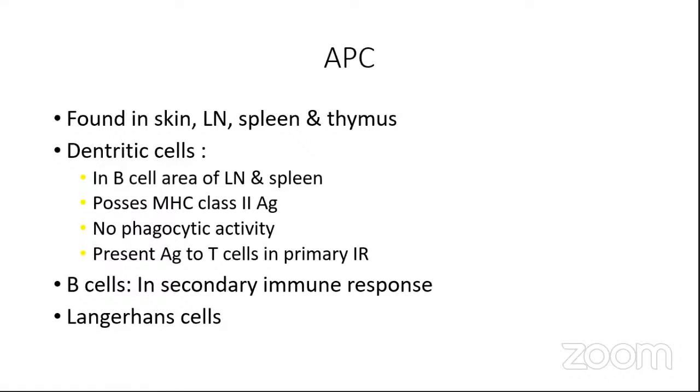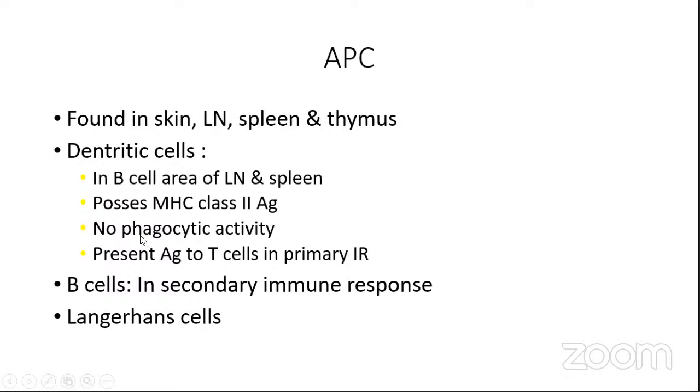The main function of these antigen presenting cells is to engulf the antigen, digest it into individual epitopes, and present it to the effector T cells or the B cells. They are mainly found in the skin, lymph nodes, spleen and the thymus. The dendritic cells are mainly present in the B cell area of the lymph node and spleen, and all of them possess class 2 MHC antigen.